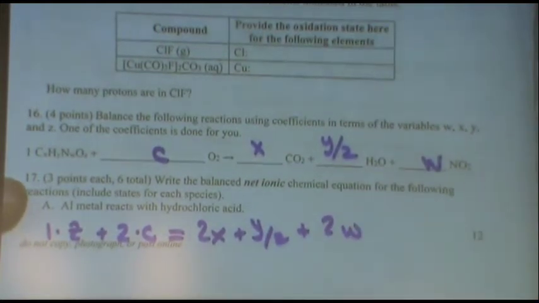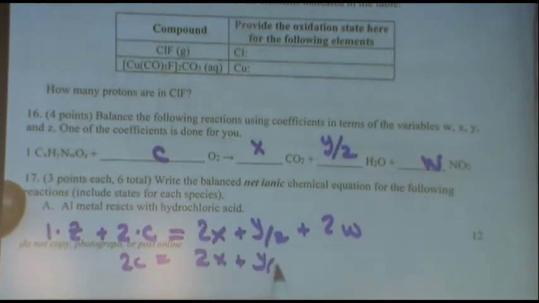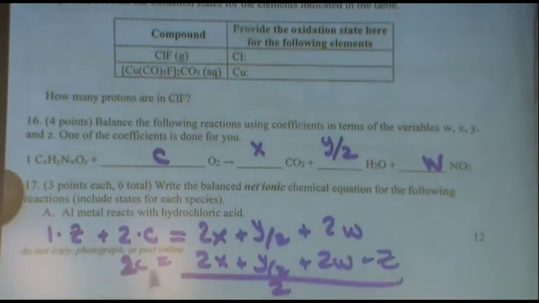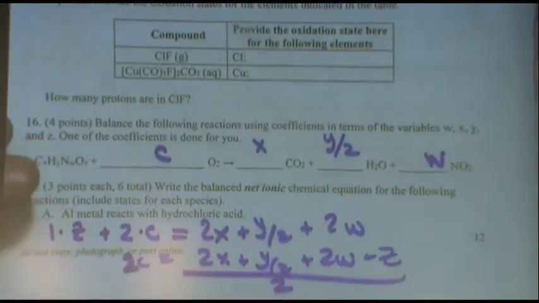Does the setup make sense, or are there any questions on the setup? So we're solving for C. It's just algebra now. 2c is 2x plus y over 2 plus 2w minus z, and then c is just that divided by 2. Do you see why this is long now? Because the answer is long.